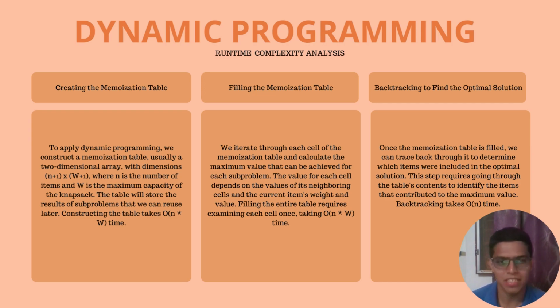The last step is backtracking to find the optimal solution. Once the memoization table is filled, we can trace back through it to determine which items were included in the optimal solution. This step requires going through the table's content to identify the items that contribute to the maximum value. Backtracking takes O(n) time.